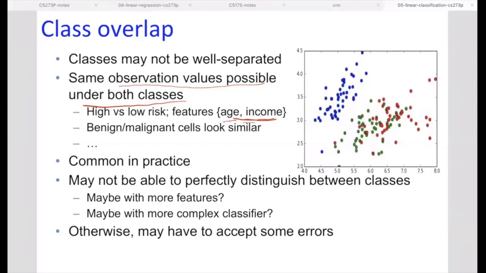Another example would be, say, if you want to classify benign cells versus malignant cells. In many cases, from the images, they look very much like each other, so you won't be able to clearly separate these two types of cells. That's just saying that the data set is inherently challenging to separate. The observations can have both labels. That's very common, and the question is, what should we do to handle this type of situation?